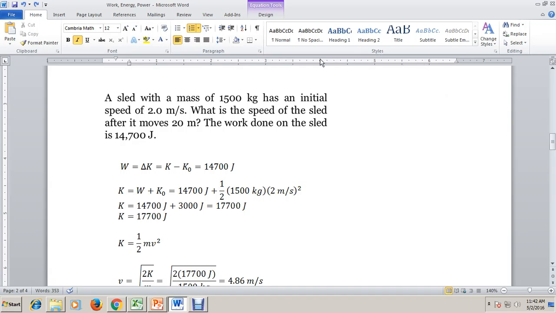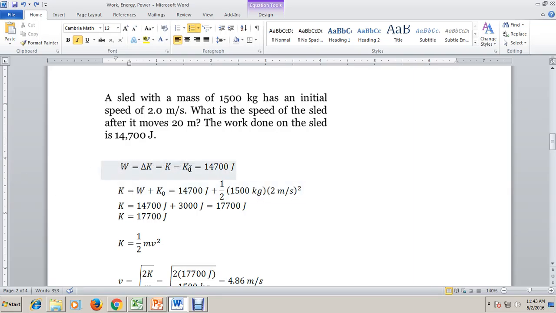Okay, so since the work done is equal to the change in kinetic energy, which is given in the problem as 14,700 joules, we could equate 14,700 joules with the difference K minus K sub O, or final kinetic energy minus initial kinetic energy. So from here, what is being asked is the speed of the sled after it moves 20 meters. That means we're looking for the speed that is within the formula of the final kinetic energy. So our strategy in solving this problem is, first, we need to compute the final kinetic energy.